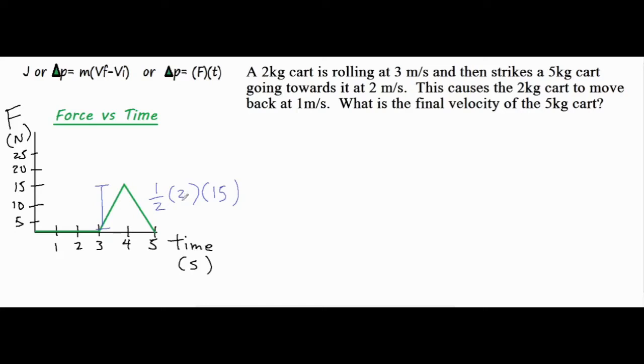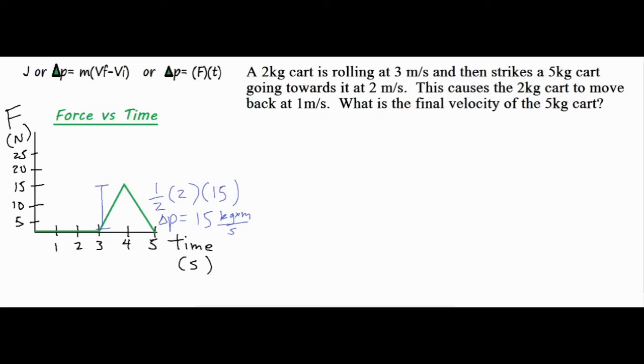So 1/2 times 2 is 1, and then 1 times 15 is 15. So 15 kilogram meters per second is my impulse. I'll go ahead and put the delta P over here, the change in momentum, which is the impulse. So that is how you find the impulse using a force versus time graph. And then if you have some follow-up questions, you can go ahead and use that delta P for finding such things as the final velocity, initial velocity, or the mass.